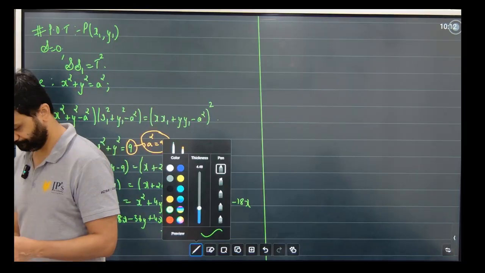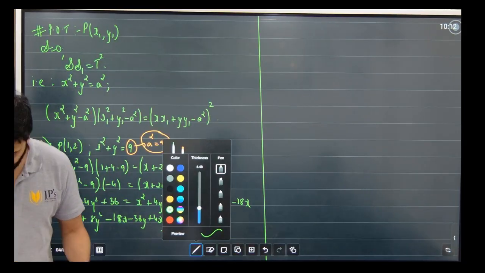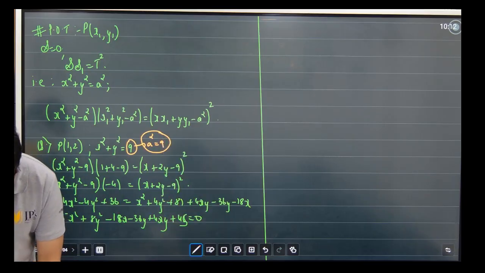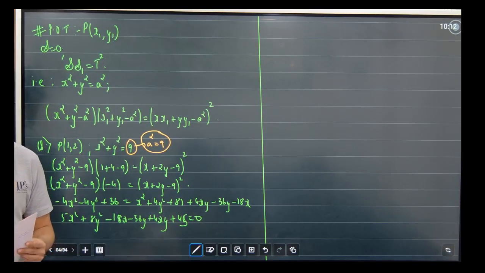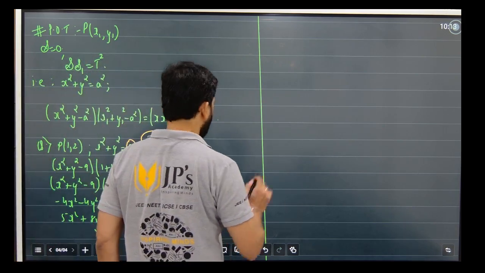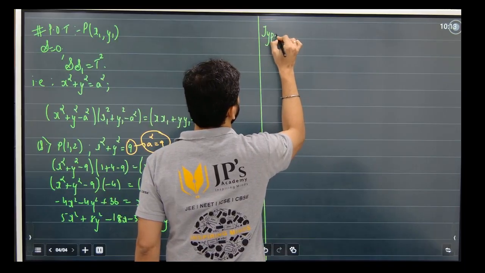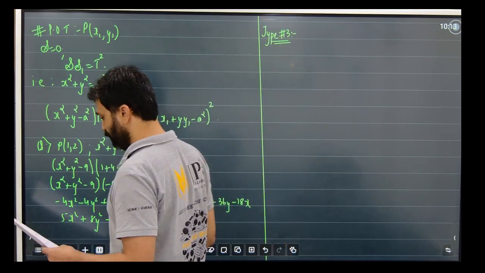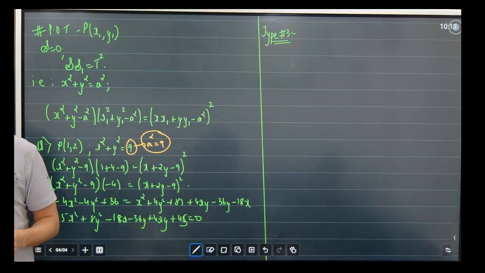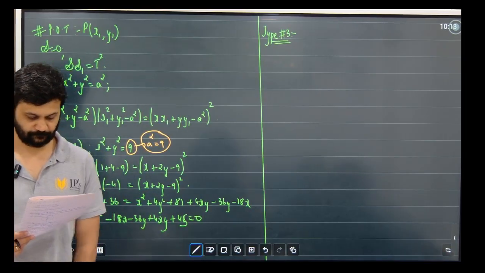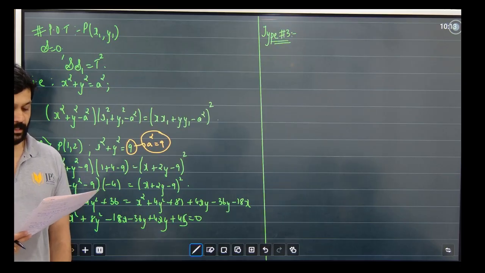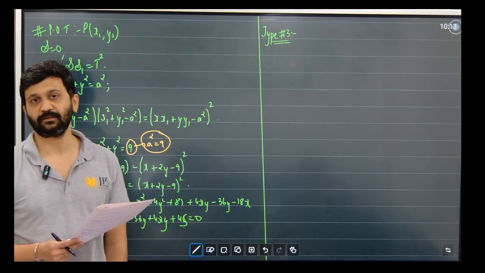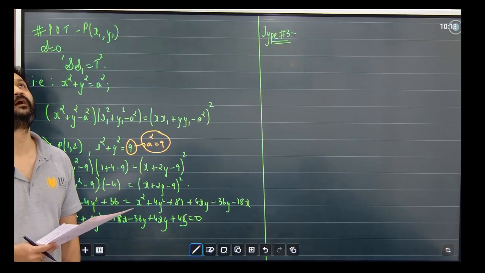Next topic. Family of circles, type 3. Equation of family of circles.